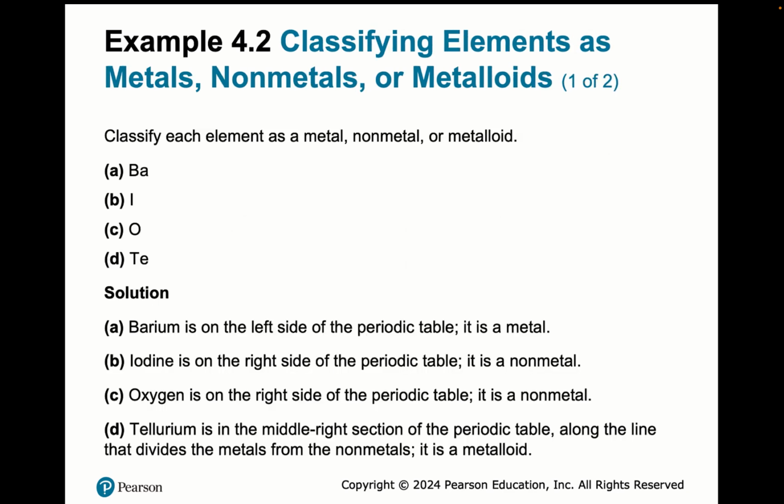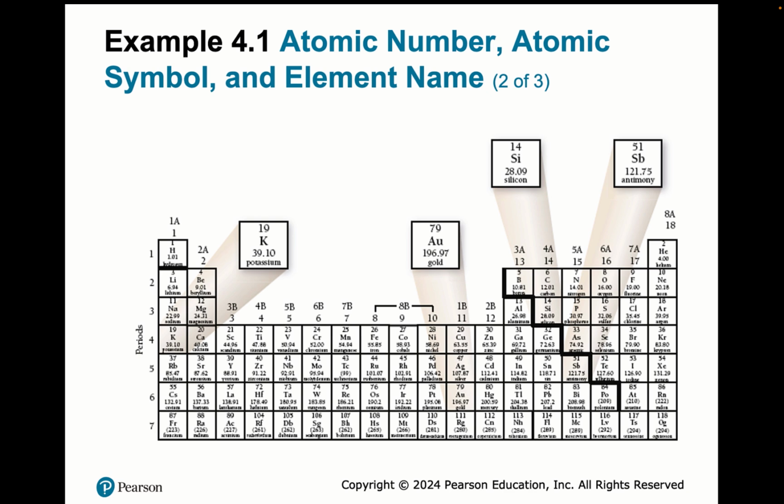Identify these as a metal, non-metal, or metalloid. A, barium, is way far to the left of the line, so that is going to be a metal. Iodine is to the right of the line, so that is a non-metal. Oxygen is also to the right of the stepladder line, so that's a non-metal. And tellurium is right along that line, so it would be one of the semiconductors. So it's a metalloid. I mean by that line the big thick stepladder line going down in the P block of the periodic table.